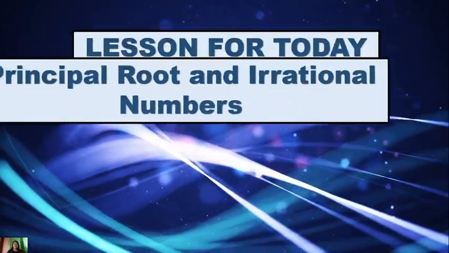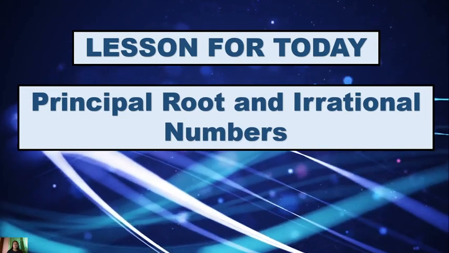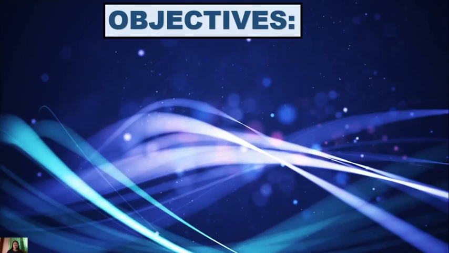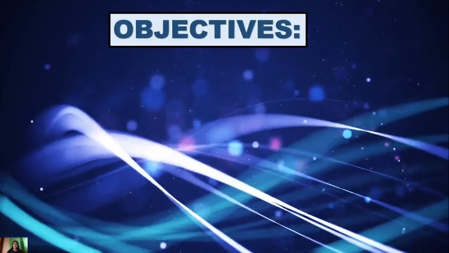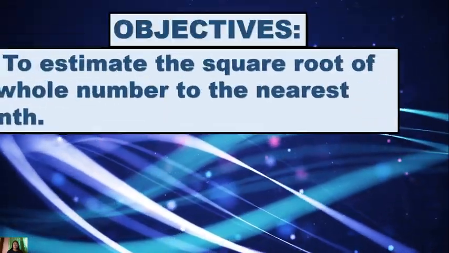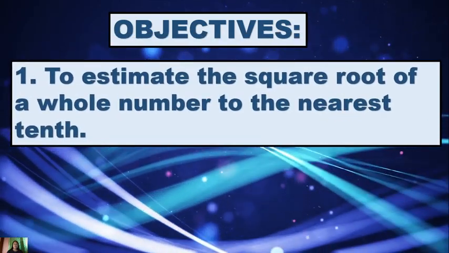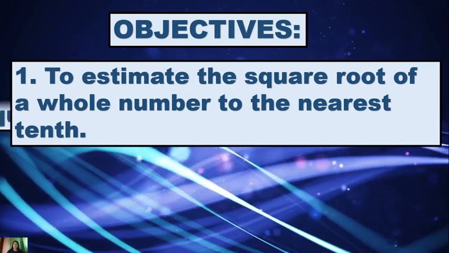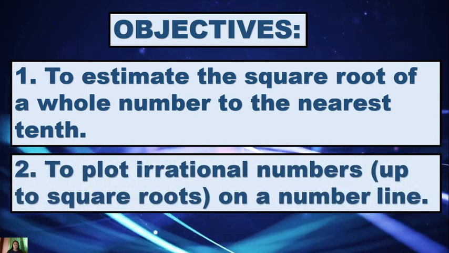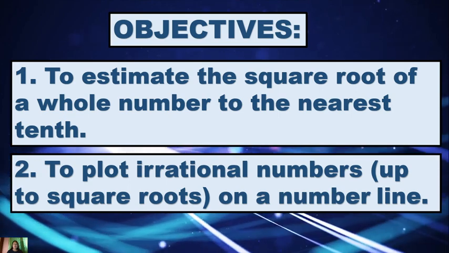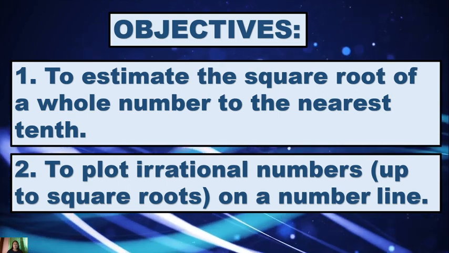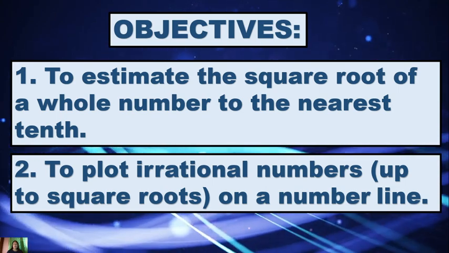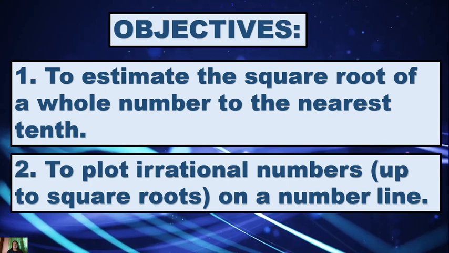Okay, so the lesson for today is all about principal roots and irrational numbers. We have two objectives. At the end of this tutorial, you are able to, number 1, estimate the square root of a whole number to the nearest tenth, and number 2, plot irrational numbers up to square roots on a number line. So we are going to focus on the irrational numbers, okay?